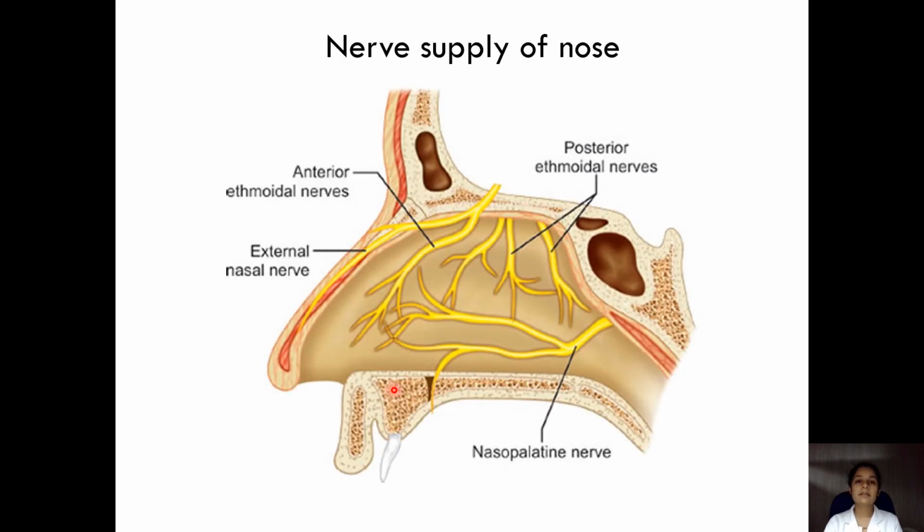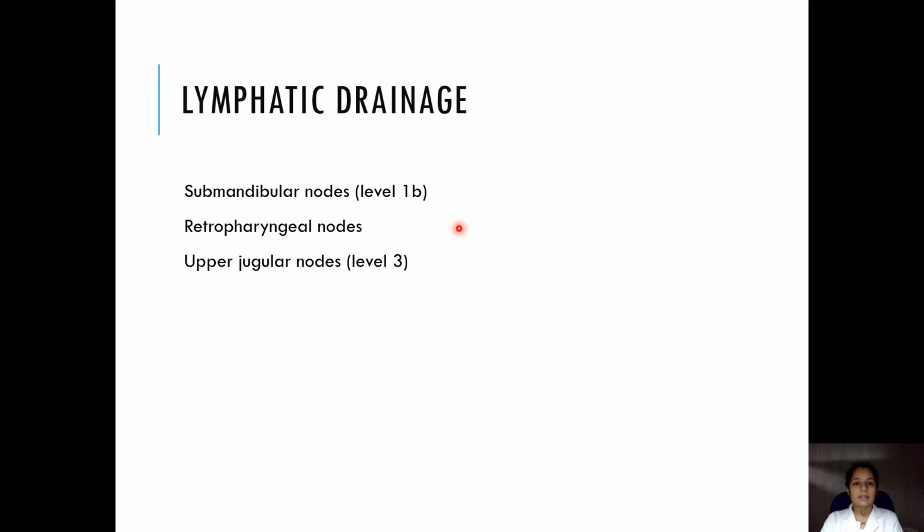This is the diagrammatic representation of the nerve supply: anterior and posterior ethmoidal nerves, nasopalatine nerve, and the external nasal nerve, which is a branch of the anterior ethmoidal nerve. Lymphatic drainage of the nose is mainly into the submandibular lymph nodes, retropharyngeal lymph nodes, and upper jugular nodes.